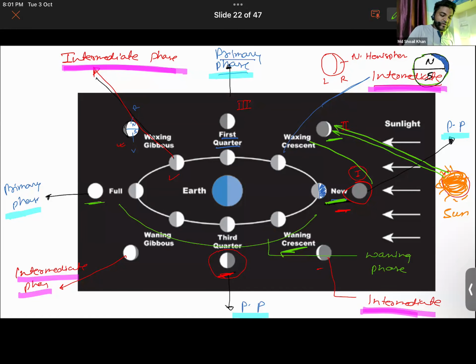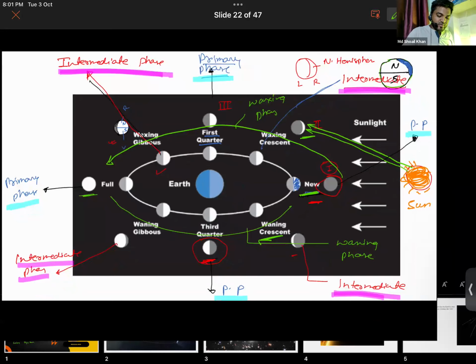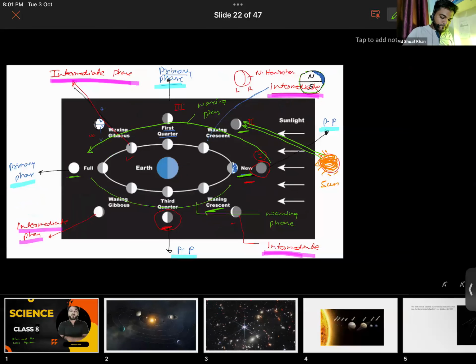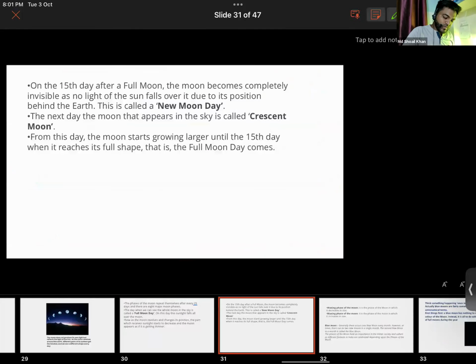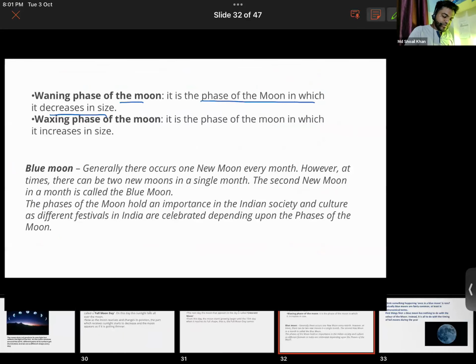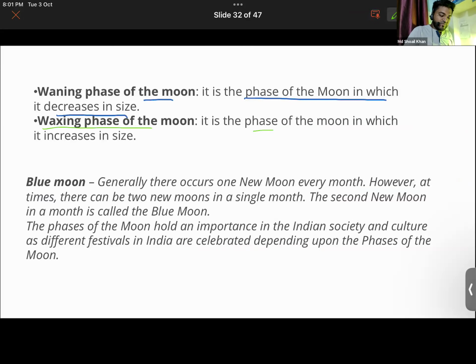And this one here, where the size of the moon appears to be increasing, that is the waxing phase of the moon. Hope it is clear to both of you. So the waxing phase of the moon is the one in which it increases its size.